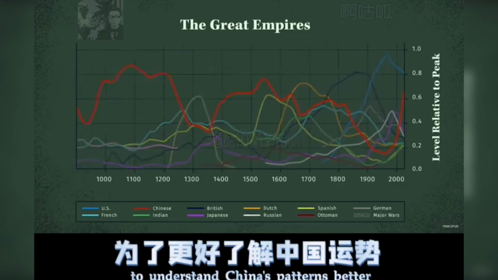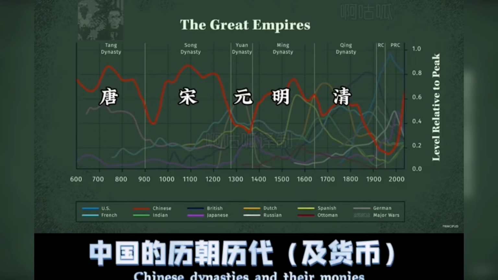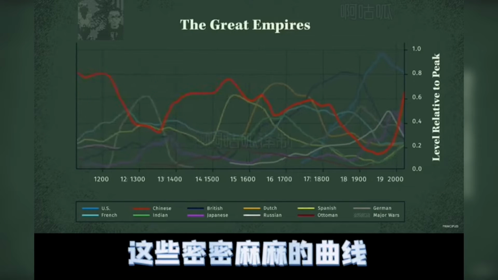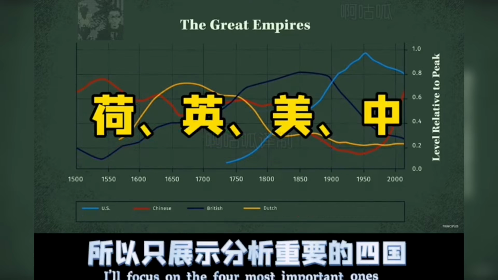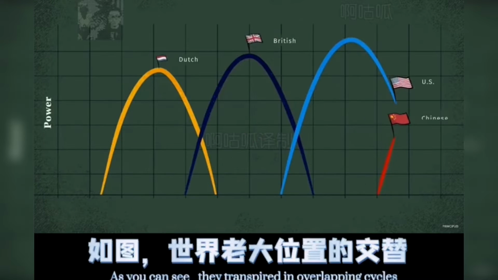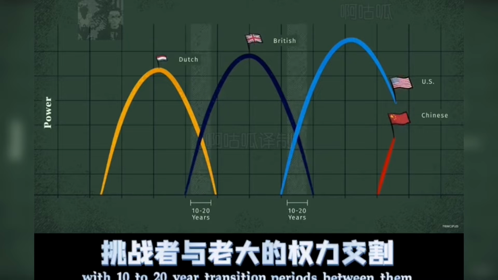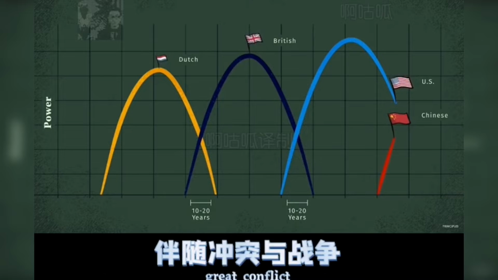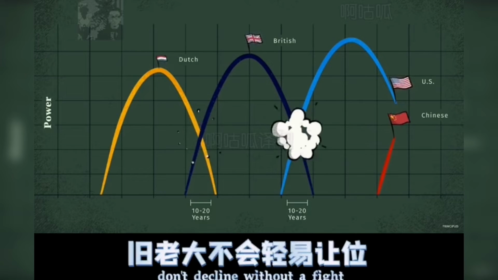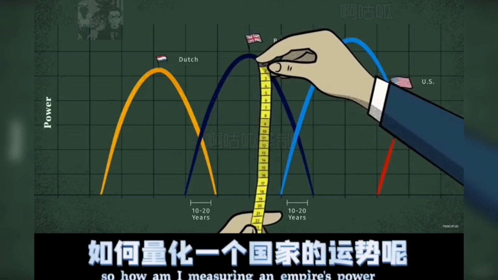To understand China's patterns better, I also studied the rise and fall of Chinese dynasties and their monies back to the year 600. Because looking at all these measures at once can be confusing, I'll focus on the 4 most important ones. As you can see, they transpired in overlapping cycles that lasted about 250 years, with 10 to 20-year transition periods between them. Typically, these transitions have been periods of great conflict because leading powers don't decline without a fight. So how am I measuring an empire's power?